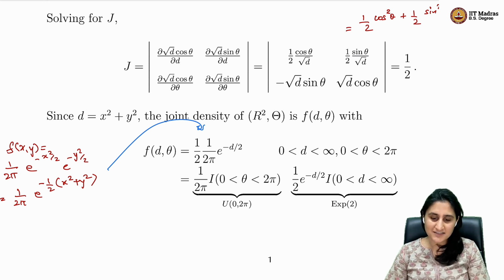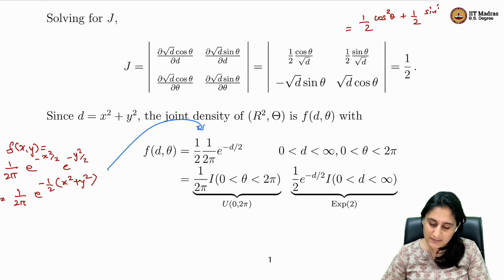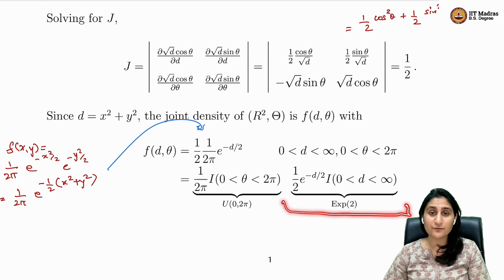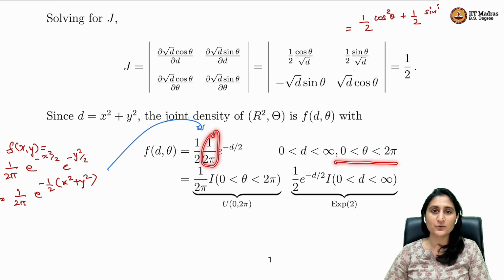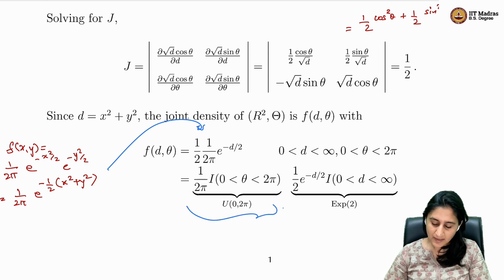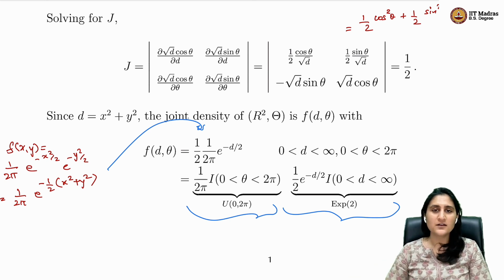But what I notice is this e to the power minus d by 2 along with this half, with the fact that d is defined from 0 to infinity, is actually the PDF of exponential 2, right? An exponential distribution with the rate parameter 2. And the 1 by 2, with the fact that theta is defined between 0 and 2 pi, is nothing but the uniform distribution on 0 and 2 pi. Further, I see that this and this are completely separable, which means that these are actually independent of each other.